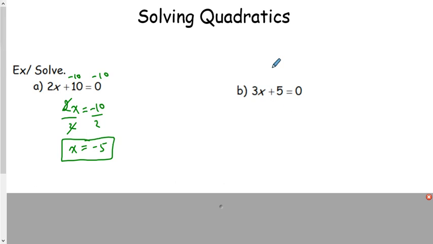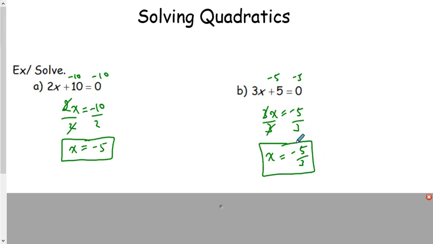My next one over here, oh, this is a good old two-step equation, very similar to the one we just did. Let's subtract 5 from both sides. So we end up with 3x equals negative 5. Let's divide both sides by 3. And we end up with x equals negative 5 over 3. Okay, so that's solving linear equations, and that's something we've done a lot of. This is something we're pretty comfortable with.